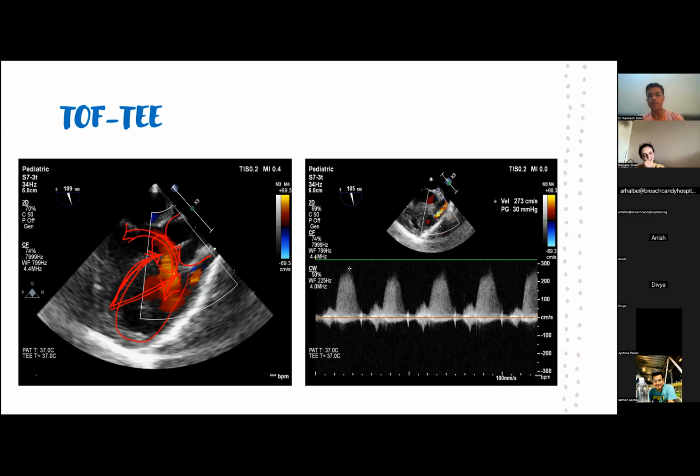And while performing TEE, one can measure the gradient across the RVOT, with pulse wave Doppler aligned here, and then one can get such a gradient, which is 30 mmHg here. So there are many other images required during TEE, but we are not going to go into the detail of TEE here.